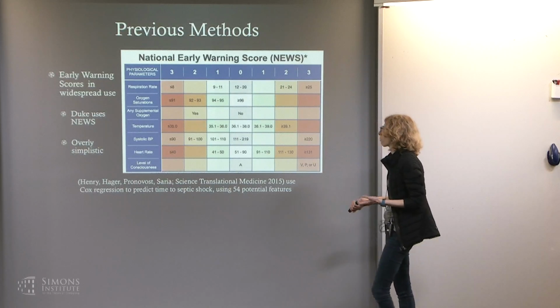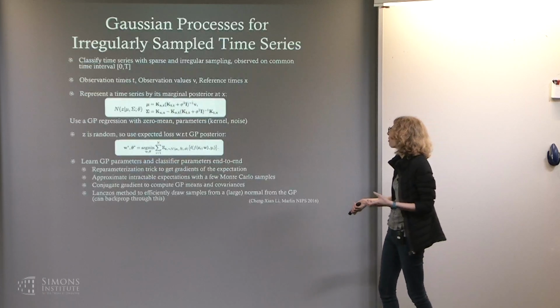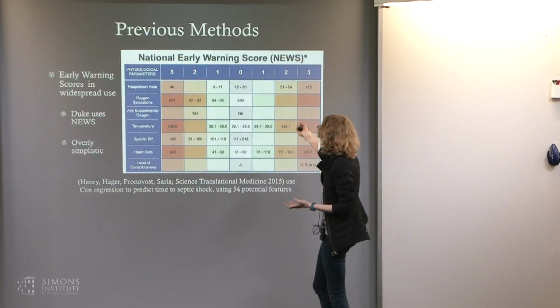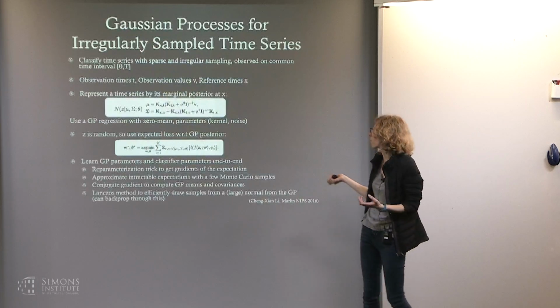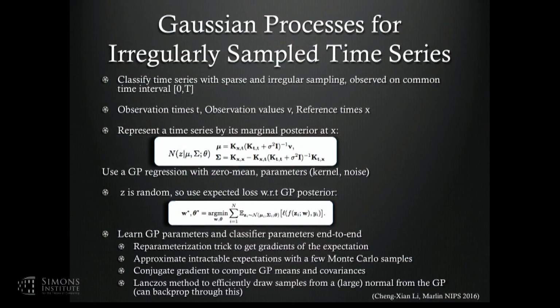There were some weirdnesses with the time series aspect of that. And so what we really wanted to do, if you notice this, there's really no temporal component, is to introduce a temporal component into this kind of sepsis prediction. And so again, we're going to fall back on GP regression in order to get a complete time series, right? So we're interested in being able to classify time series with sparse and irregular sampling on some kind of common time interval, 0 to T.